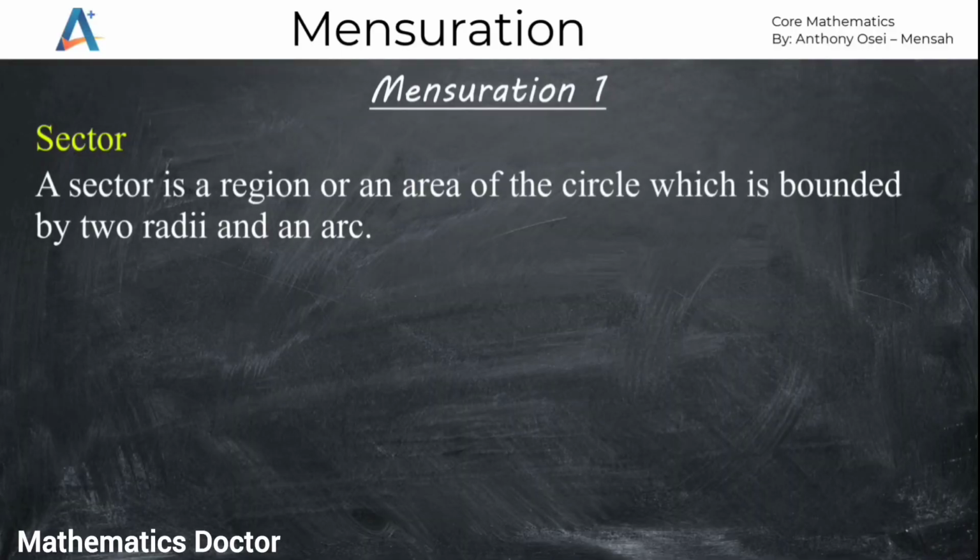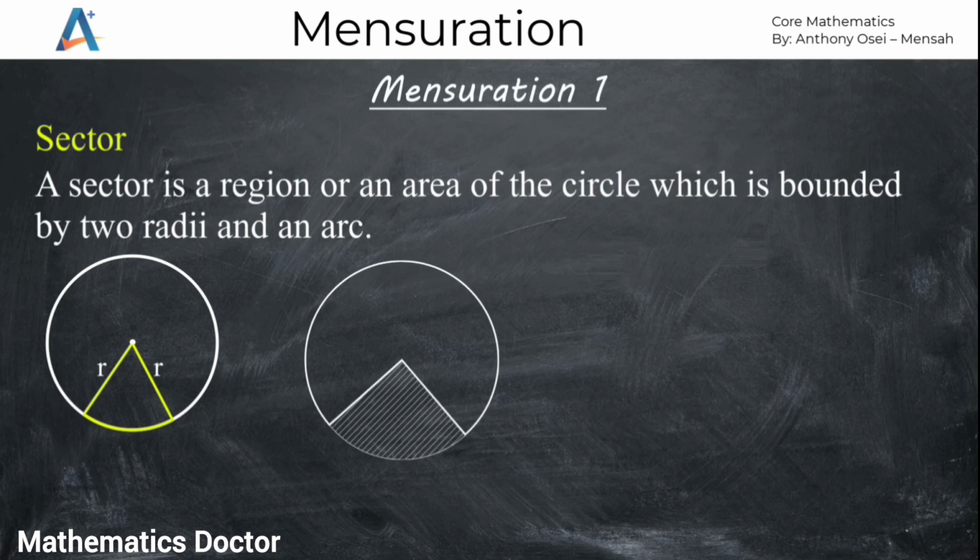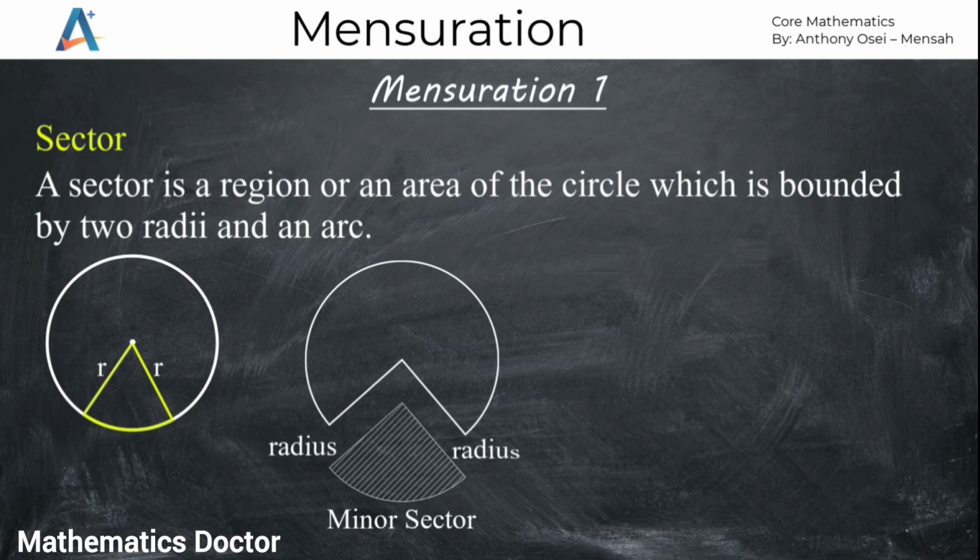A sector is formed by two radii and an arc. So if you study this diagram, there are two radii with an arc down here or up there forming a sector. Now a sector formed from two radii and a minor arc is referred to as a minor sector. So the minor sector is what we call two radii with a minor arc. So that one is smaller than half of the circle. So a sector which is less than half of the circle is called a minor sector.